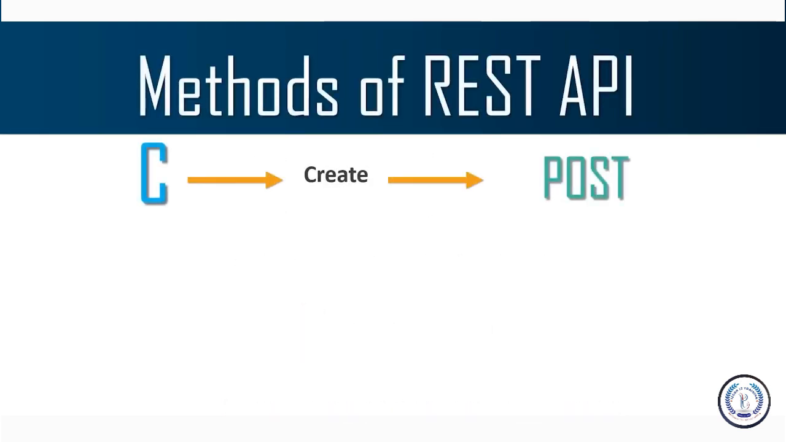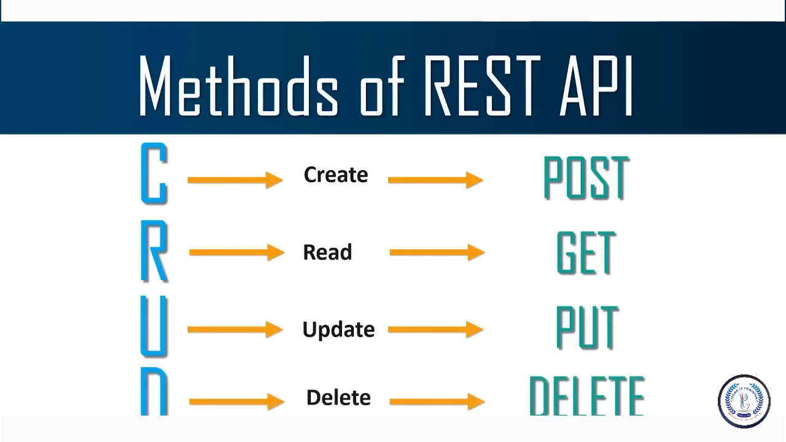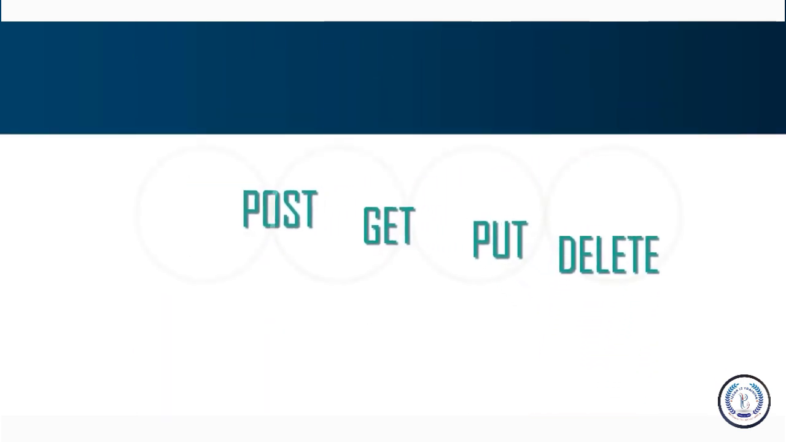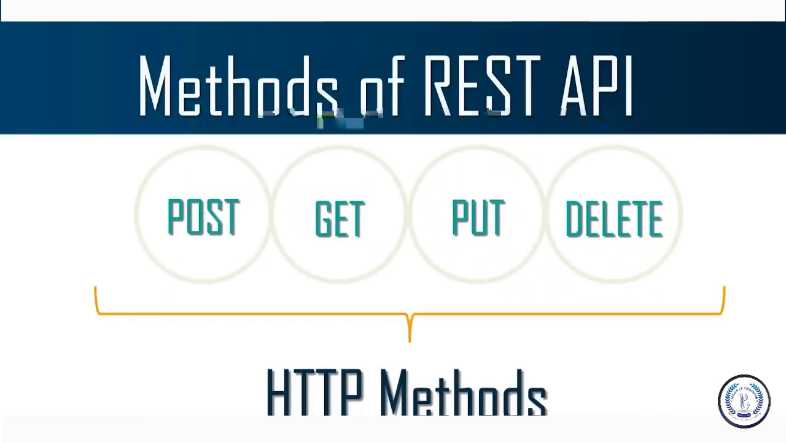If you can see on my screen, to create a resource, we use the POST method. To read a resource, we use the GET method. To update a resource, we use the PUT method. And to delete a resource, we use the DELETE method. So guys, these are the various methods of REST API, and all these methods are HTTP methods. I hope that you've understood what is REST API and what are the methods of it.